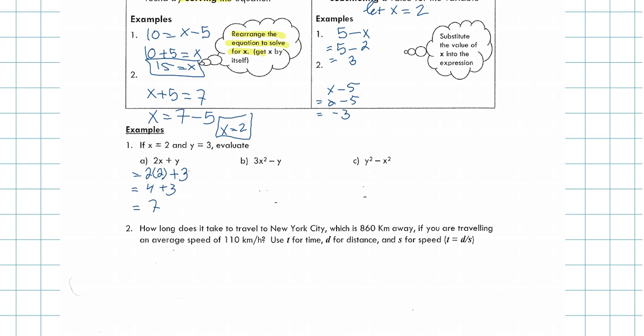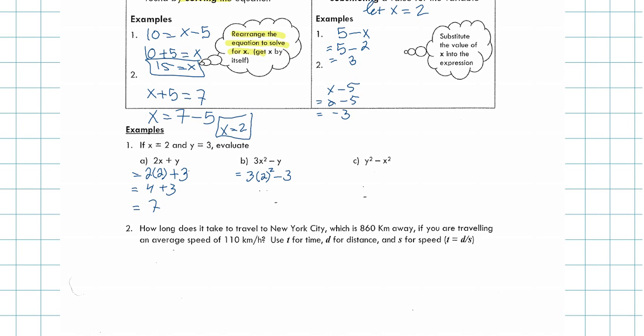Second one. So you put an equal sign at the beginning of each expression. So equals 3. Then replace x with a 2. So that's 2 squared minus 3.